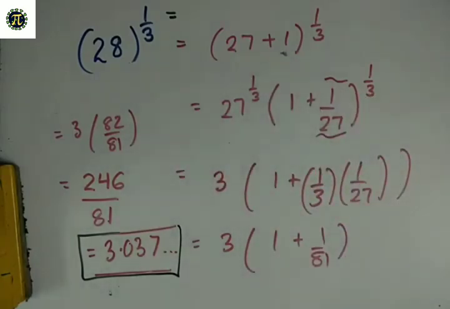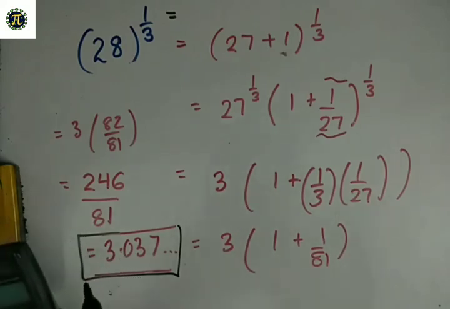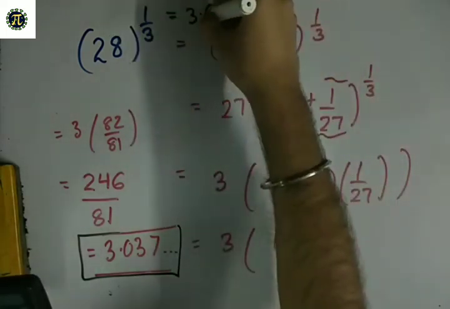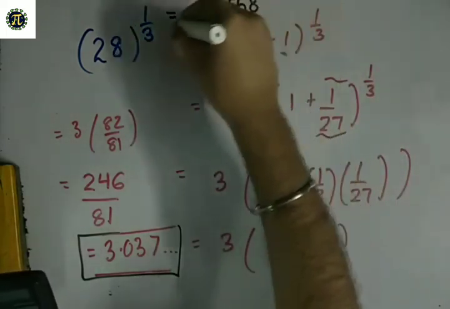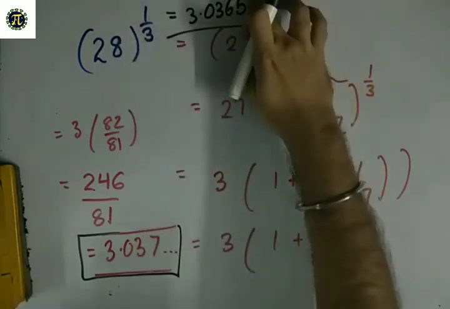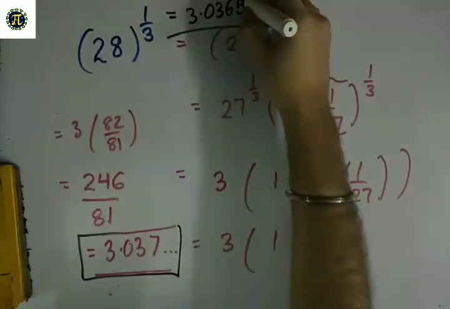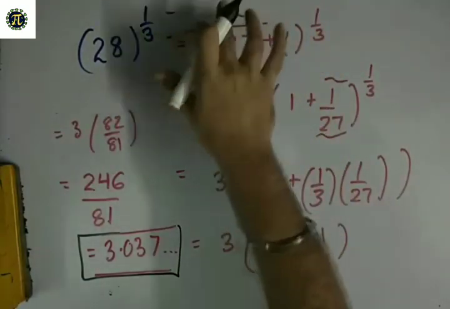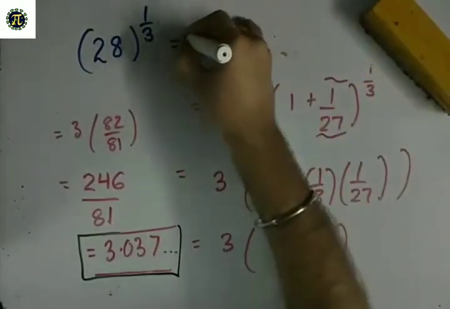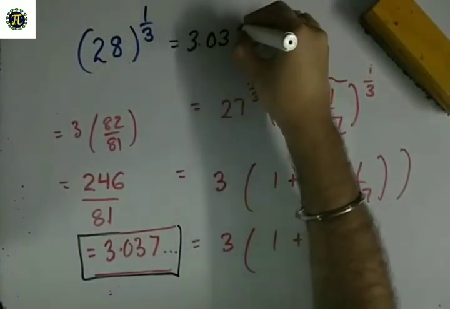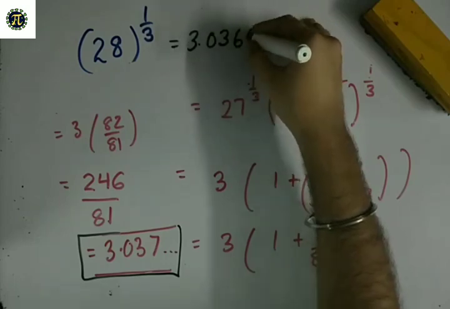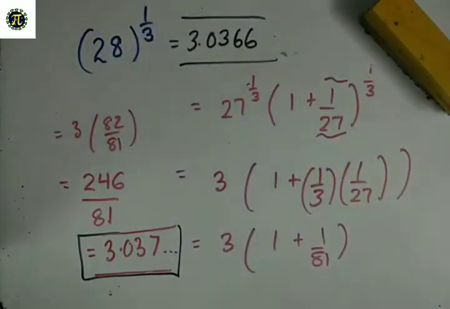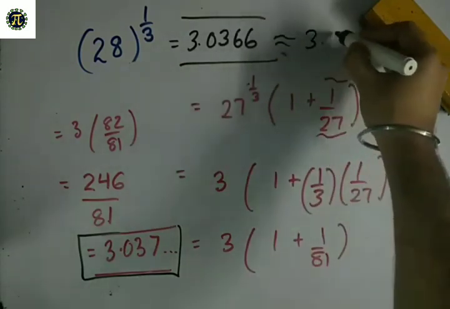So our answer should be correct. So we can use a scientific calculator to find maybe 28 raised to the power 1/3. So we have the answer to be 3.03658. And so 3, 6, 5, 8. So we have the exact answer to be 3.03658, which is very very close to what we got, approximately equal to 3.037.